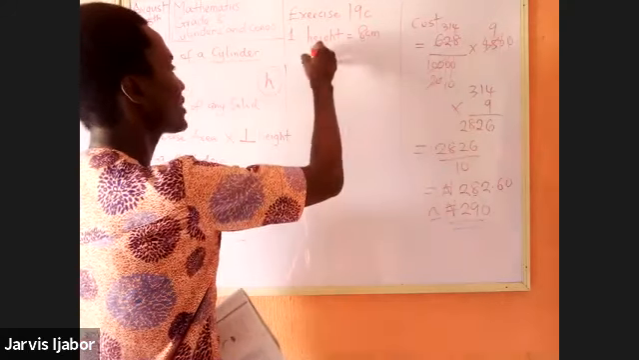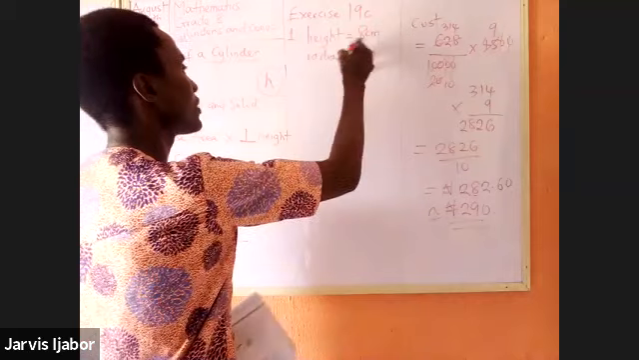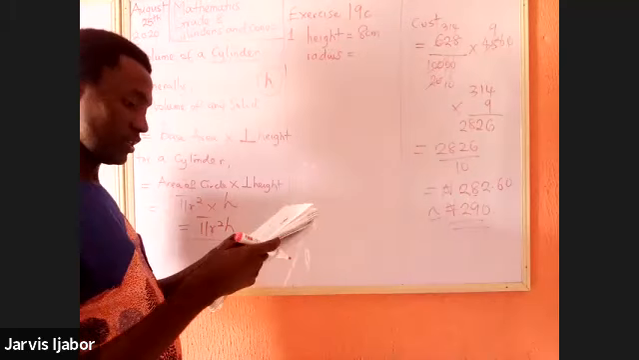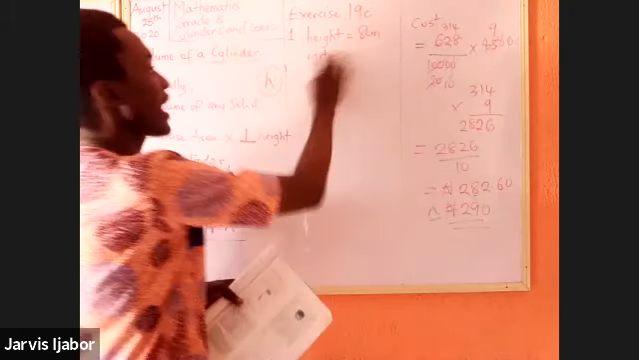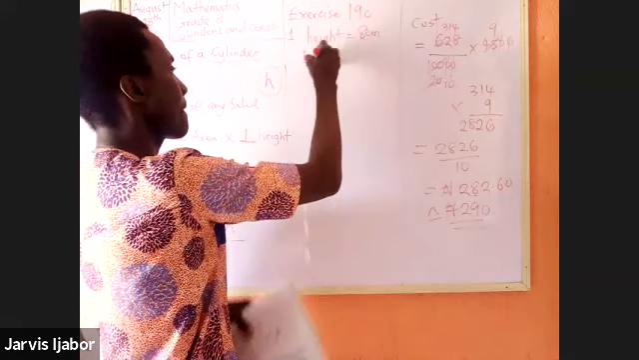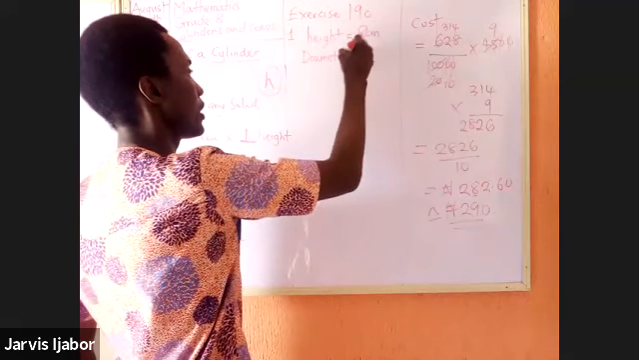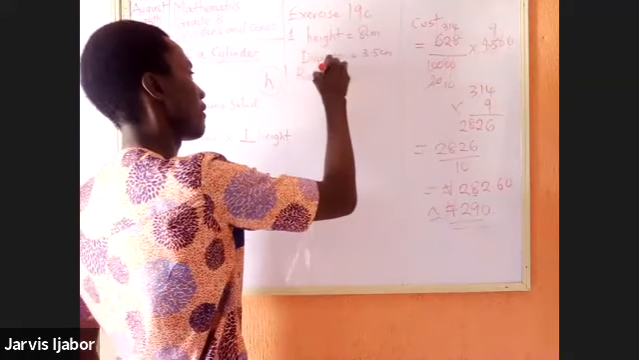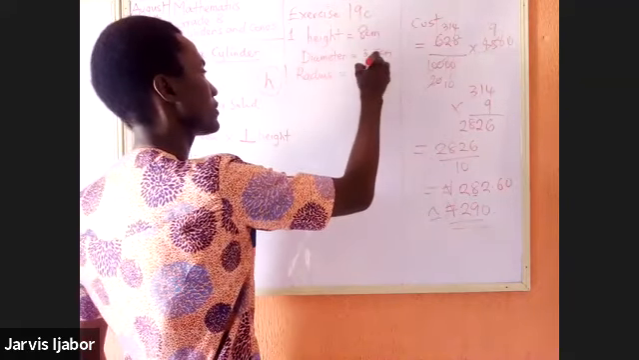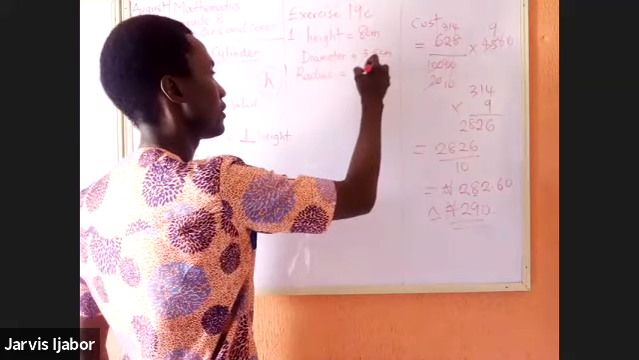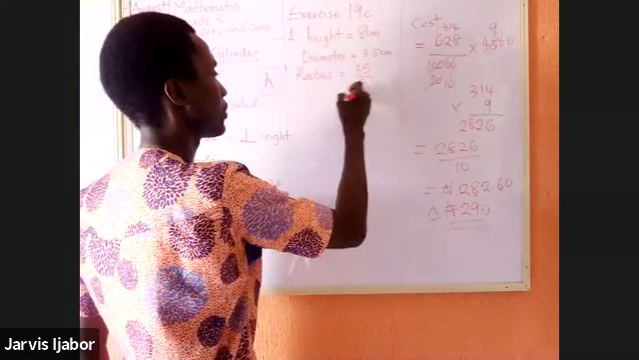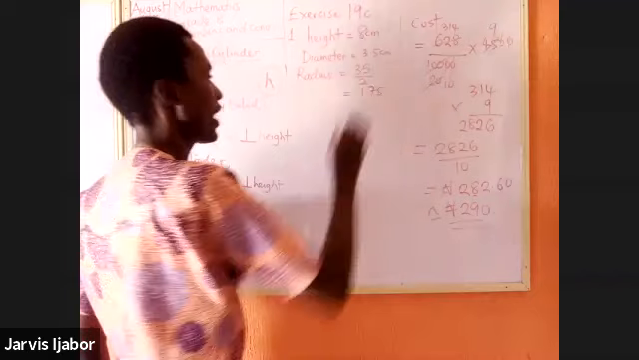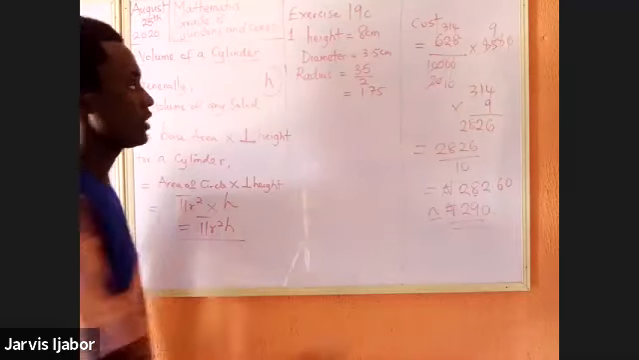Now, the next thing we need to take note of is the radius. We're given the diameter. Diameter is equal to 3.5 cm. So radius will be equal to 3.5 divided by 2, which will be 1.75, in cm.